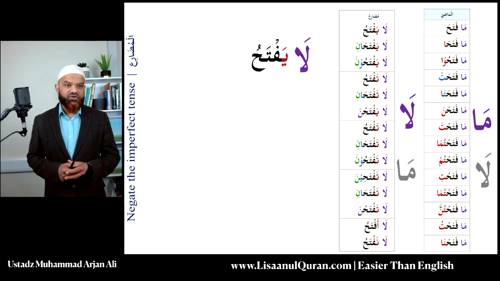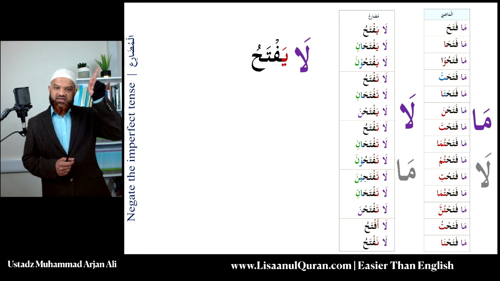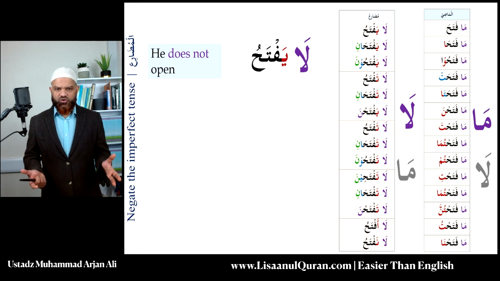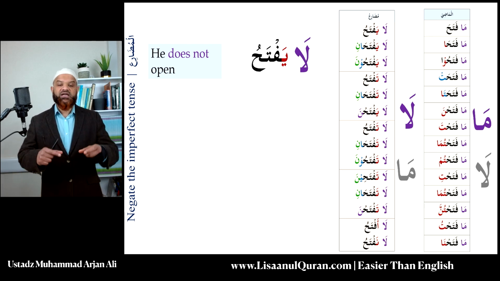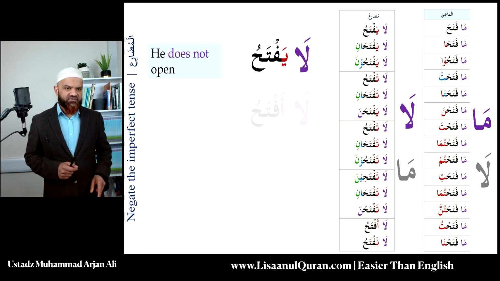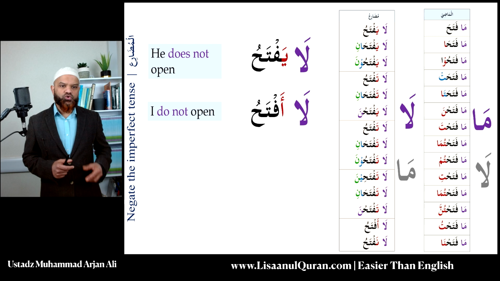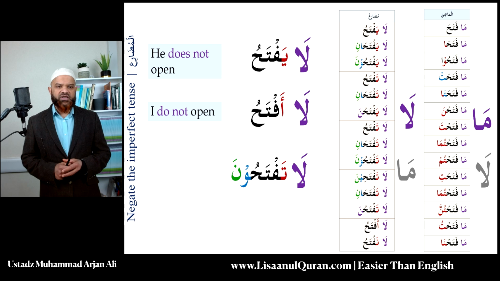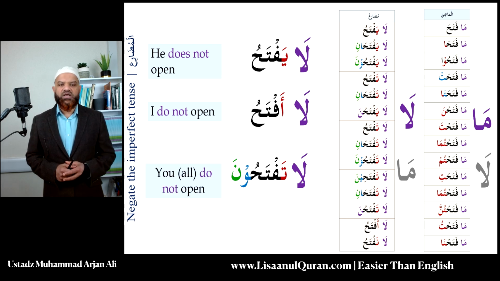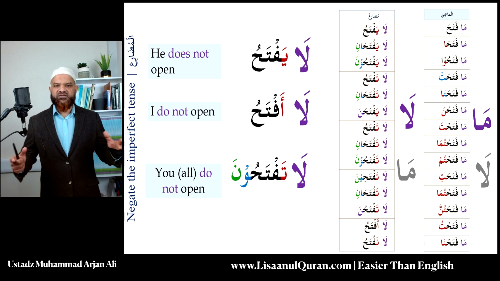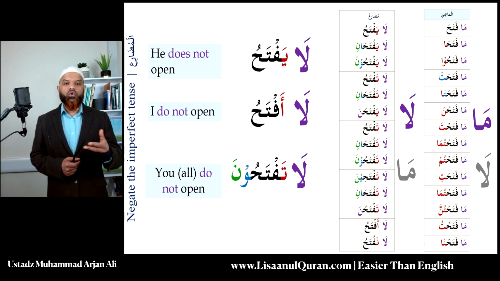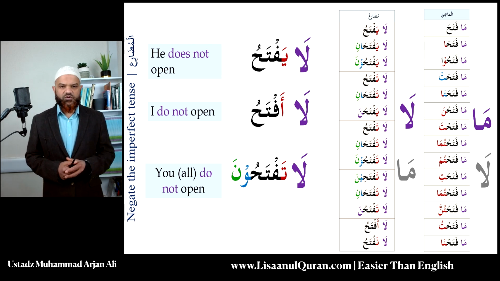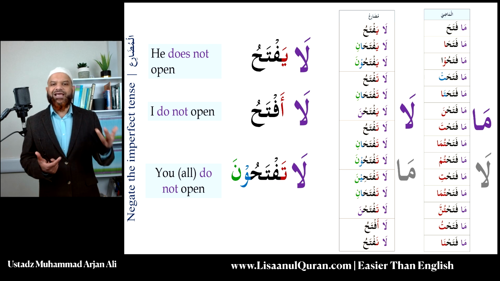So let's look at a few examples. We have la yaftahu. La yaftahu will give us the meaning of he does not open. It's a statement, not telling somebody not to open, but saying that he does not open. Okay, and then we have la aftahu, I do not open. So it's a negation of the verb. La taftahuna will give us the meaning of you all do not open. So again, you can see very easily, if you can identify the mudari verb, you can translate now with la, just negate the meaning of the verb.